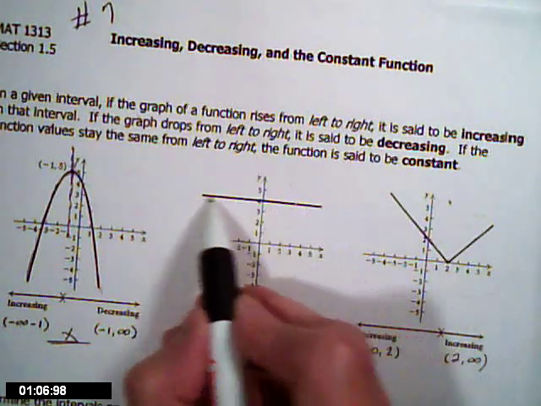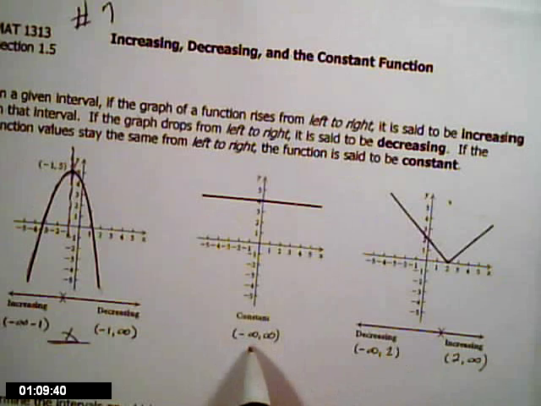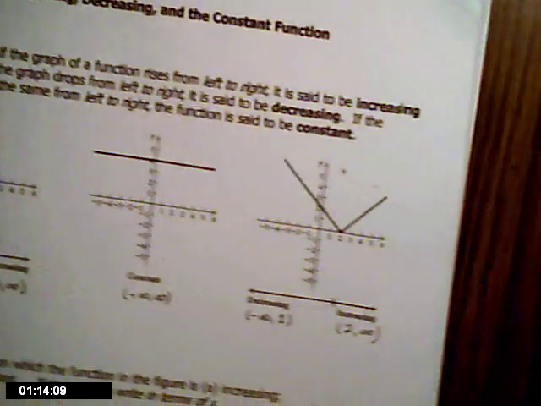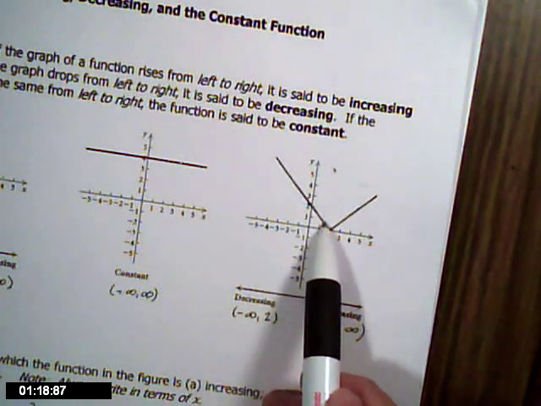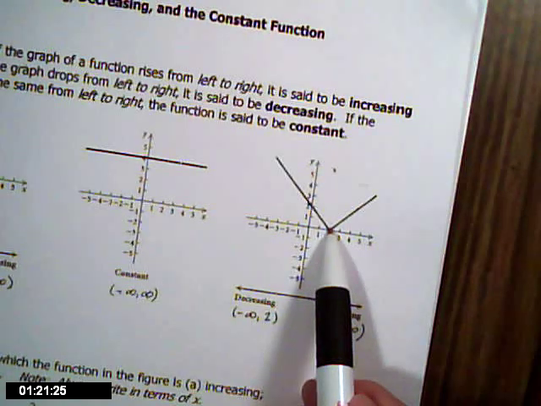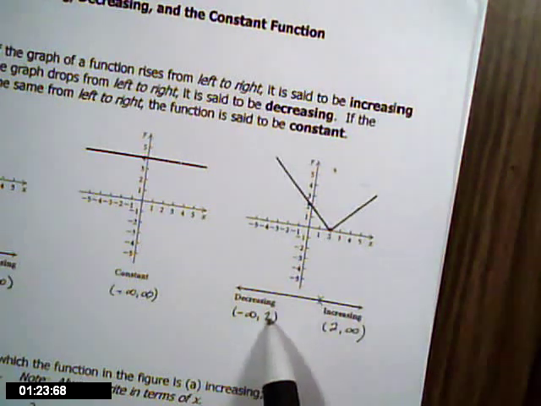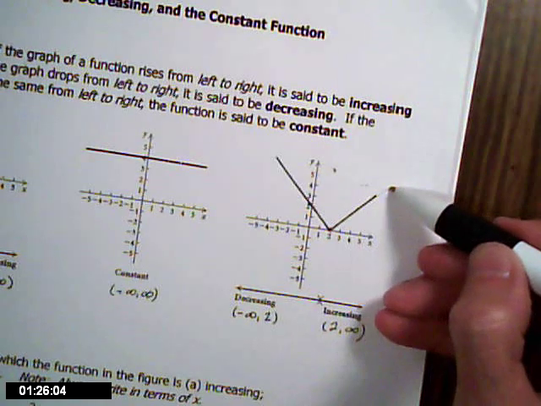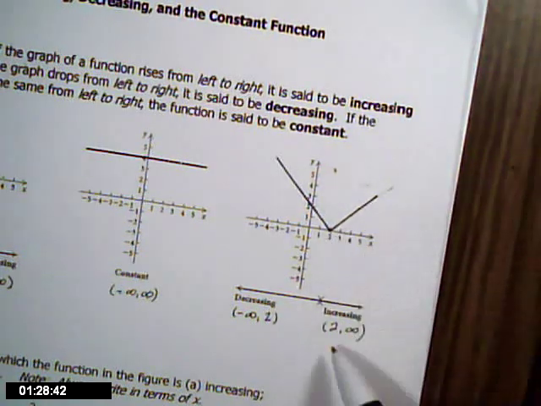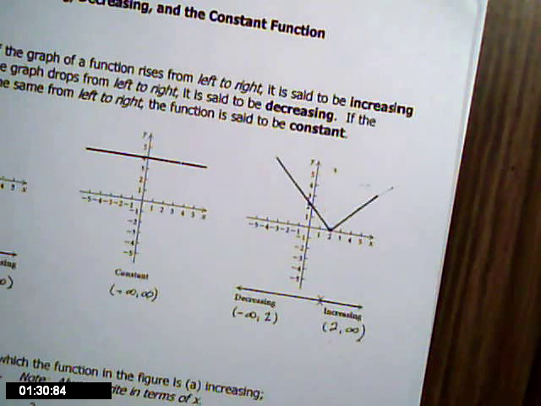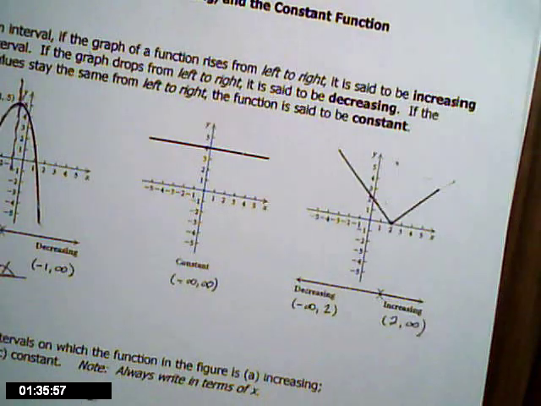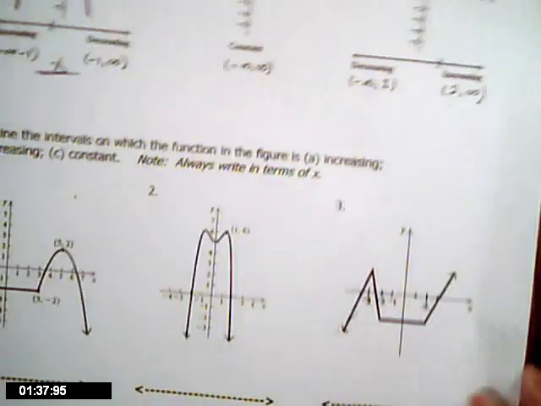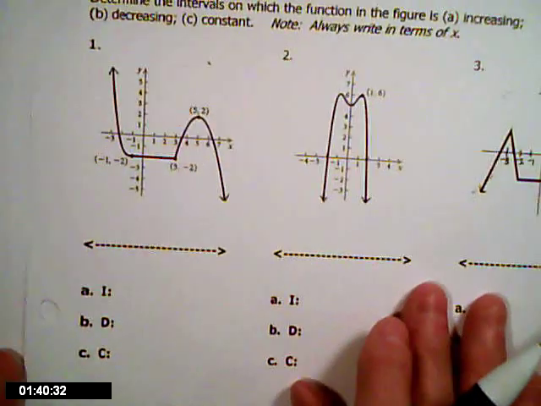This graph is constant. It never changes. It's steady. So it's constant from negative to positive infinity. Okay, left to right. First, this function is decreasing. Now remember, decreasing to what x? Well, that x is 2. And then it's increasing. Increasing where? From 2 to infinity. And all of these endings will be parentheses. These are not ordered pairs. They're intervals.